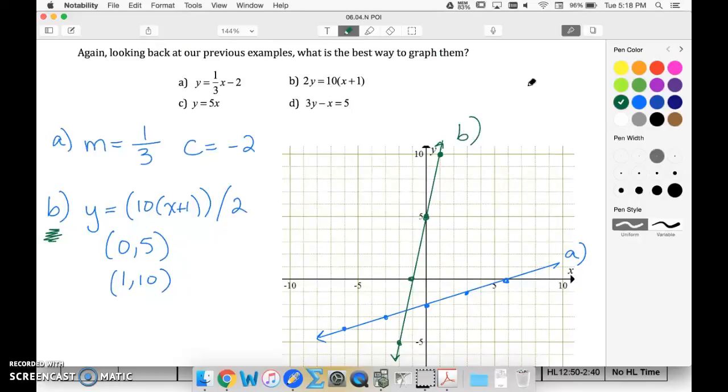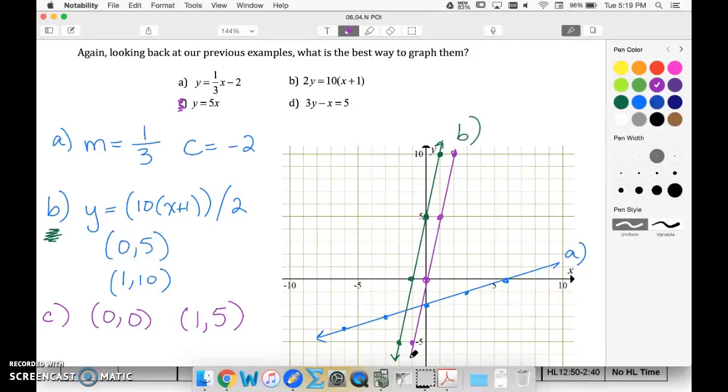Y equals 5x, that is very easy for me to look at and plug in points to get 2 points to graph. So if x is 0, my y is 0, because 5 times 0 is 0. If x is 1, y is 5, because 5 times 1 is 5. So 0, 0, 1, 5. I can continue following my slope. And I can also see now that lines B and C are going to be parallel to each other. So purple is line C.